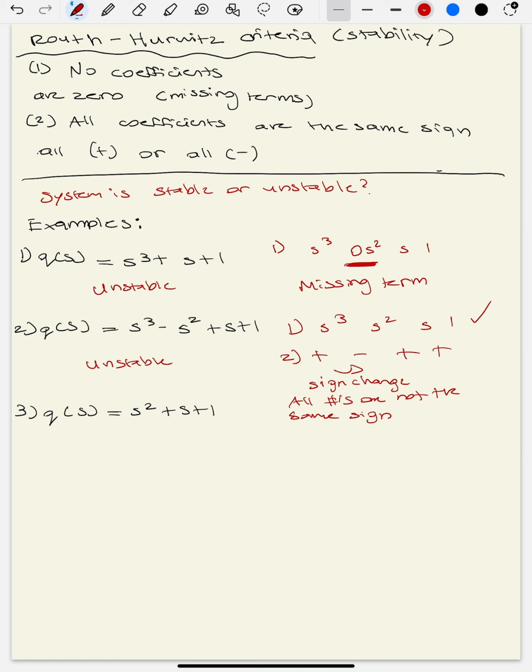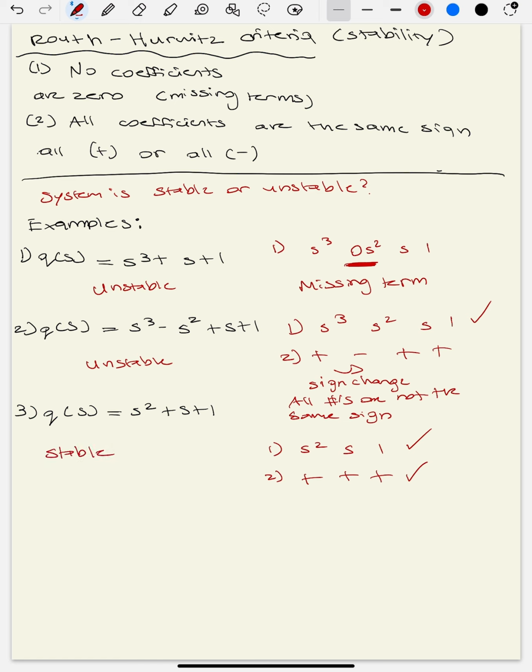Moving on to the next one, we have Q of S equals S squared plus S plus 1. Going over the first criteria, we have an S squared, S, and a number, which is this 1. So no missing terms, so that criteria is met. Rule number 2, all coefficients are the same sign. So we have positive, positive, positive. Okay, all criteria are met, which means that we have a stable system.